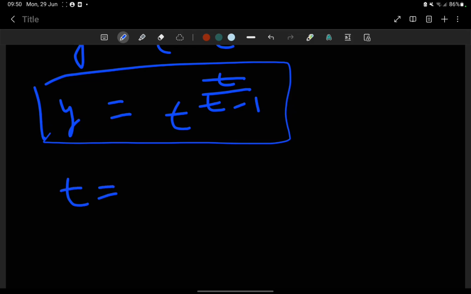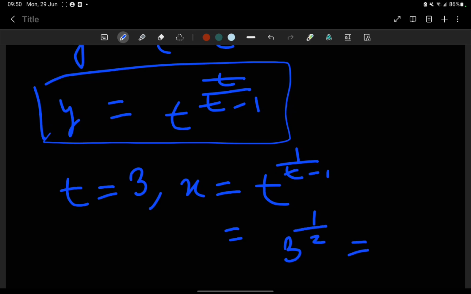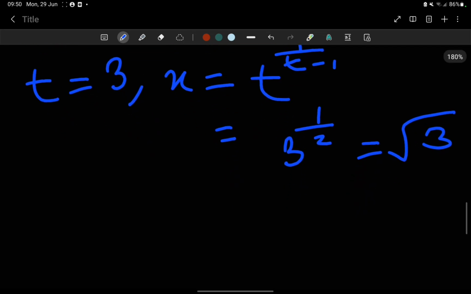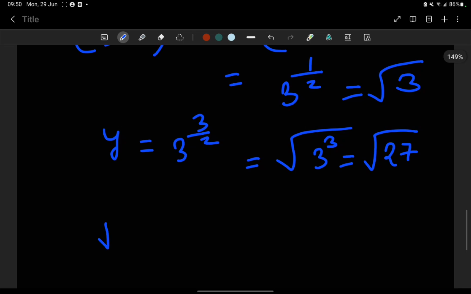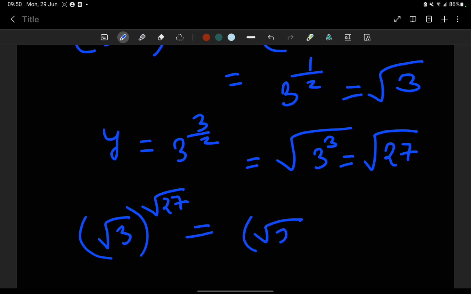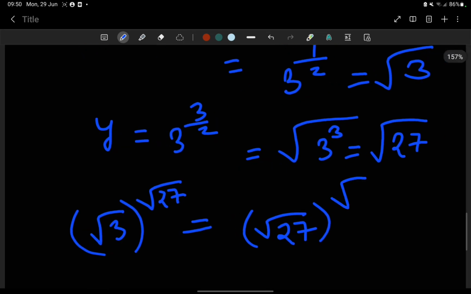let's say t is equal to 3, then x will become t to the power 1 by t minus 1, so 3 to the power 1 by 2. That's just the square root of 3. And since t is 3, y will become 3 to the power 3 by 2. That's just the square root of 3 cubed, which is the square root of 27. So what this essentially means is root 3 raised to the power root 27 is equal to root 27 to the power root 3.